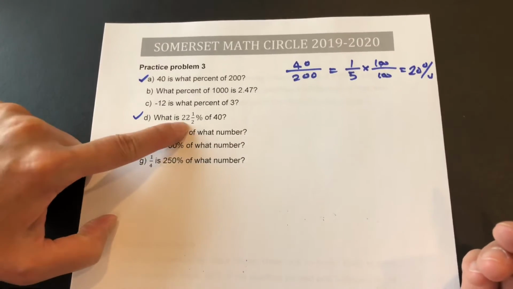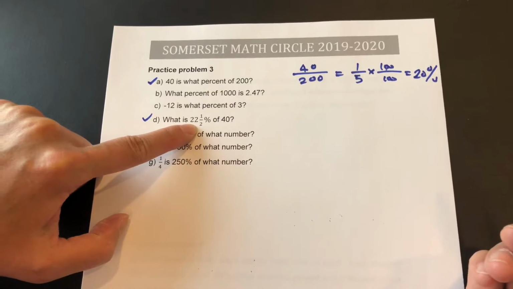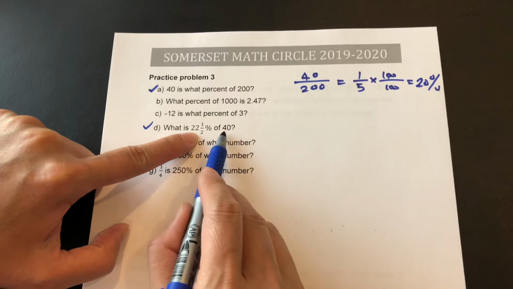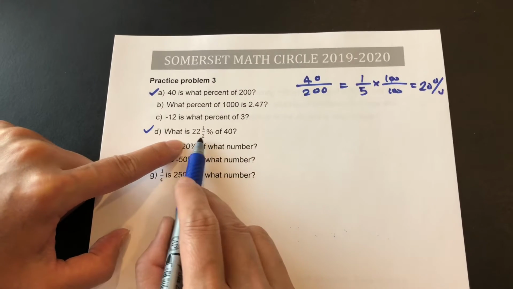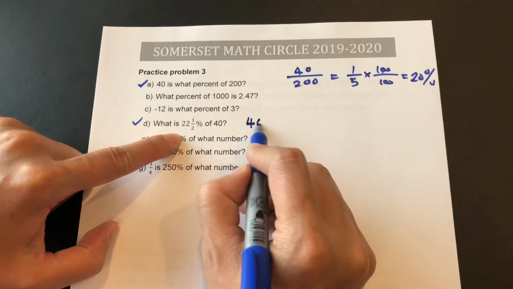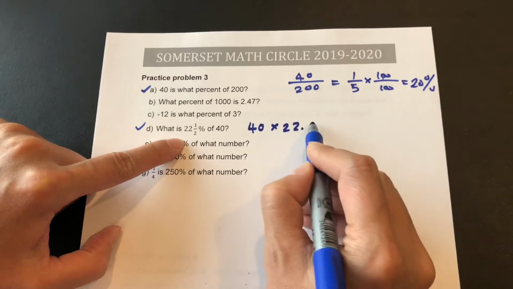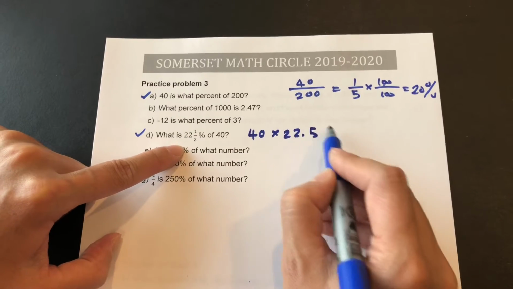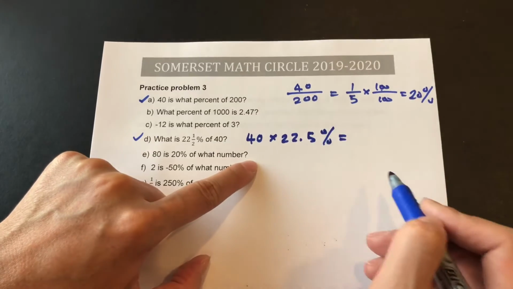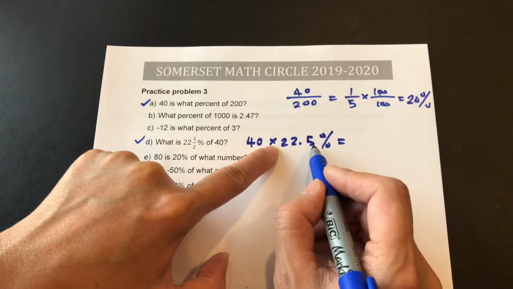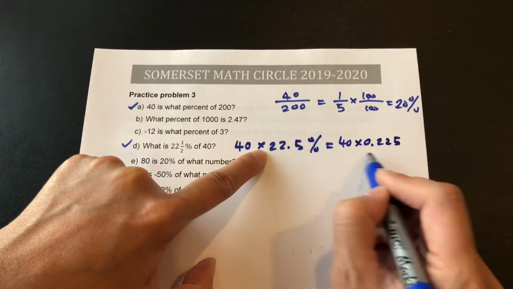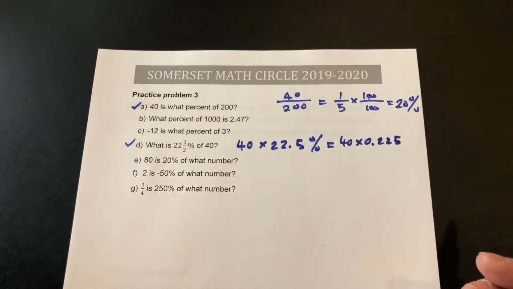So we'll use D as an example. What is 22.5 percent of 40? So this basically says this is the total number, and I take 22.5% of this. How much is that? So 40 multiplied by 22 1/2, which is 22.5 percentage, equals what number? So this is divided by 100. 22.5 divided by 100, that is 0.225. And you can carry this out to get the answer.